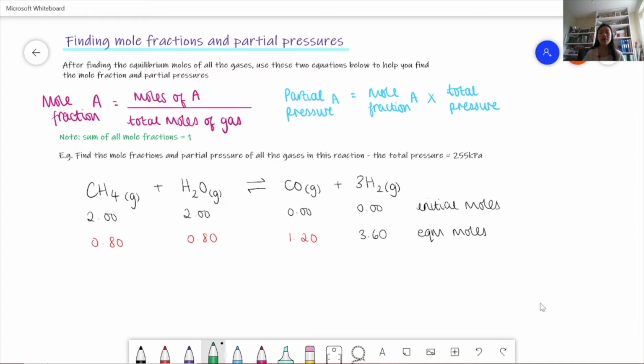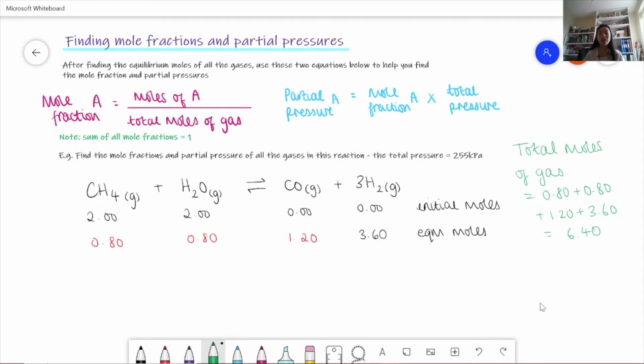And so because we have all the equilibrium moles here, we can actually find out the total moles of gas by adding them all up together. So at the side, you can write total moles of gas, and that equals 0.8 plus 0.8 plus 1.2 plus 3.6. And that gives us 6.40 moles of gas.